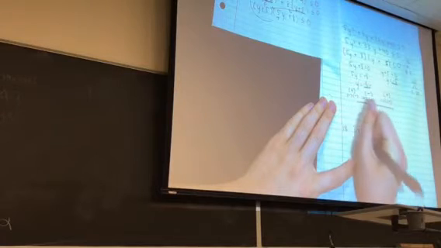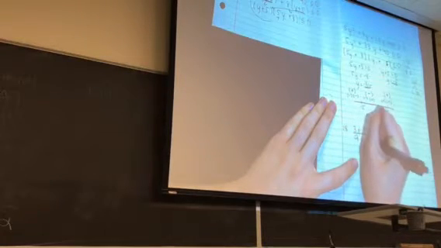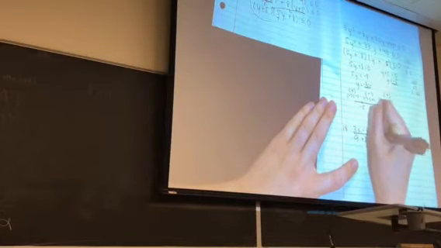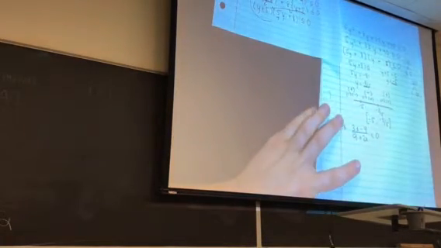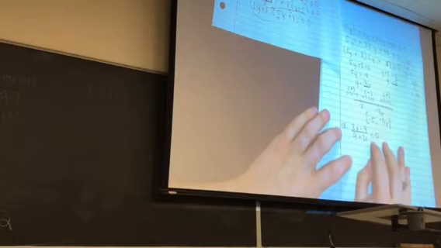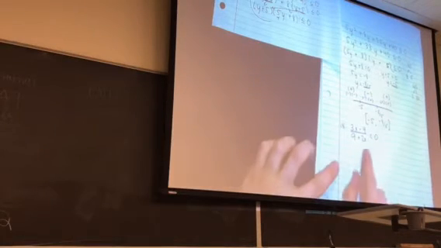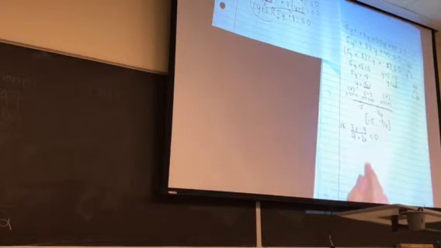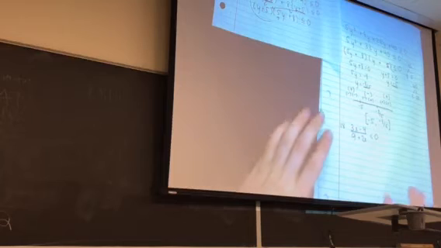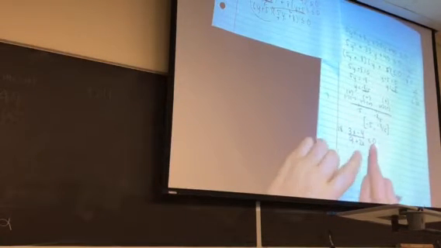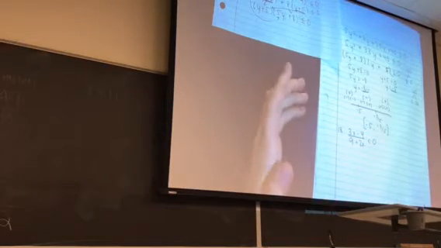4 over 9 plus 2x is less than 0, okay? And we want to solve this. So how would you do that? We want to know where it's less than 0. We want to know where this thing is less than 0. So what's the first step here?